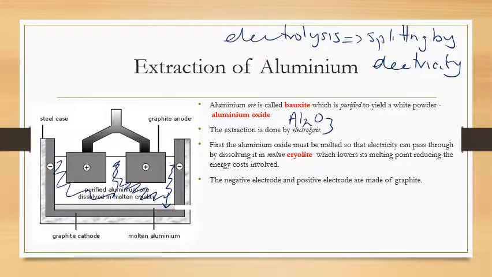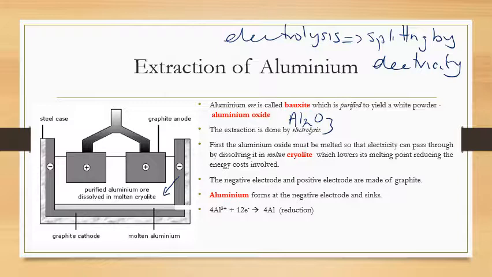So the negative electrode and positive electrode are made of graphite due to their lack of reactivity. The aluminium forms at the negative electrodes, which you can see here. Okay, forms here and then drops down where it is collected. And this is the equation.